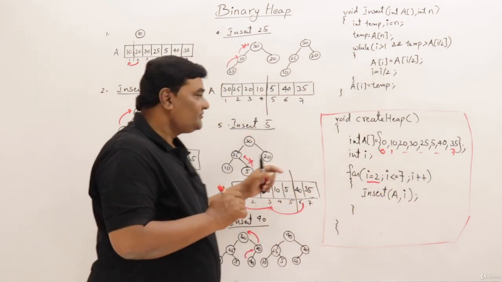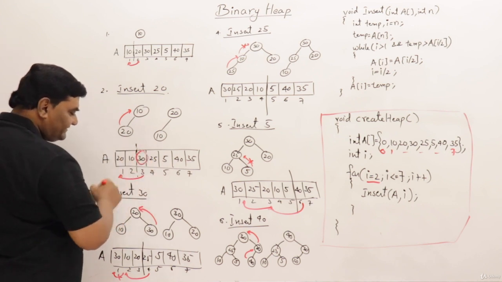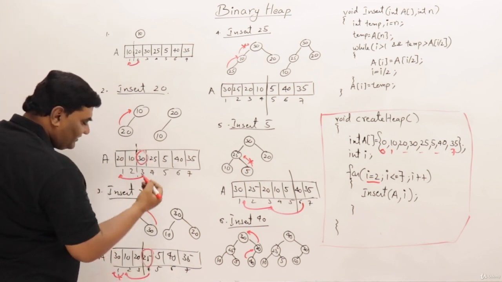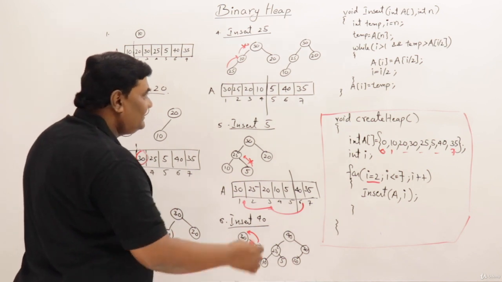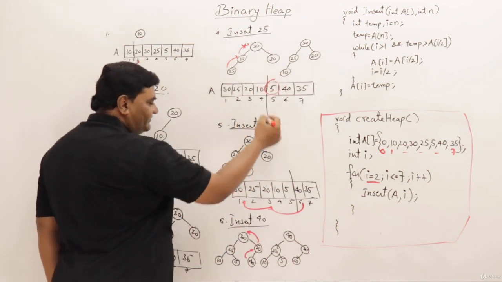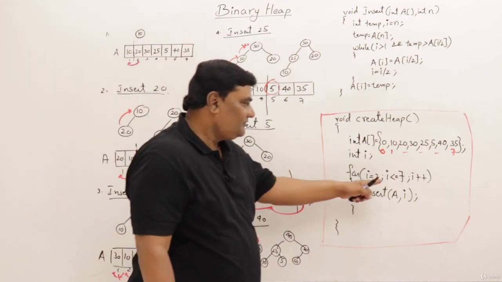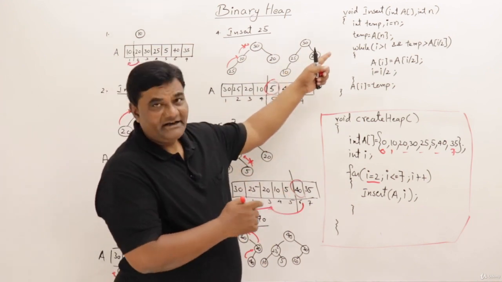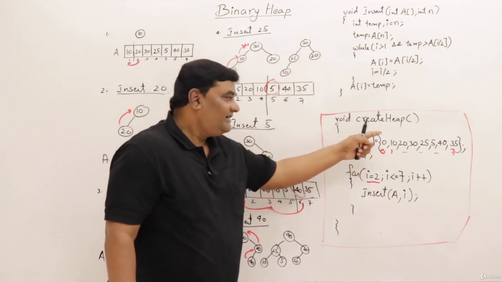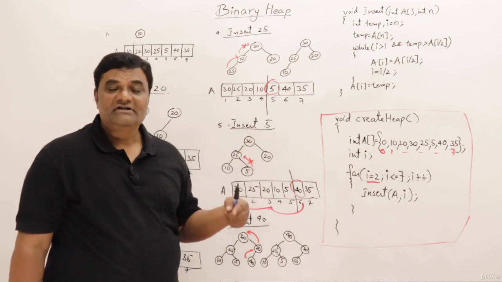First time I is 2, so the second element is inserted. Then I is 3, so the third element. Then I is 4, the fourth element will be inserted. Then when I becomes 5, the fifth element, then the sixth element, like this all the elements will be inserted up to the last element, 7. The major work is done by the insert function, but this create heap function is utilizing that function for creating a heap.